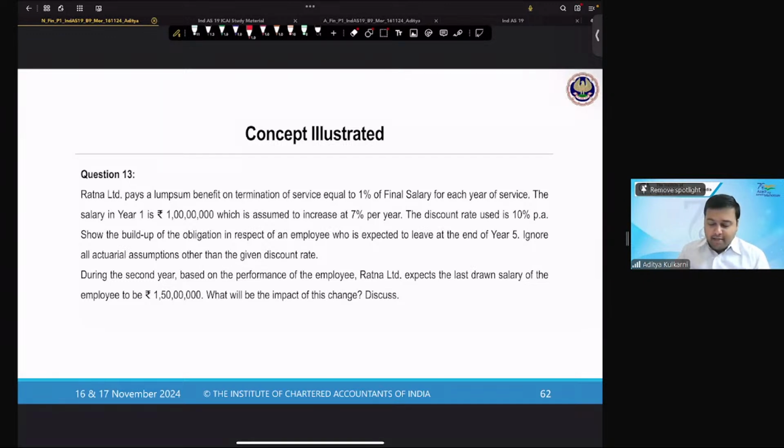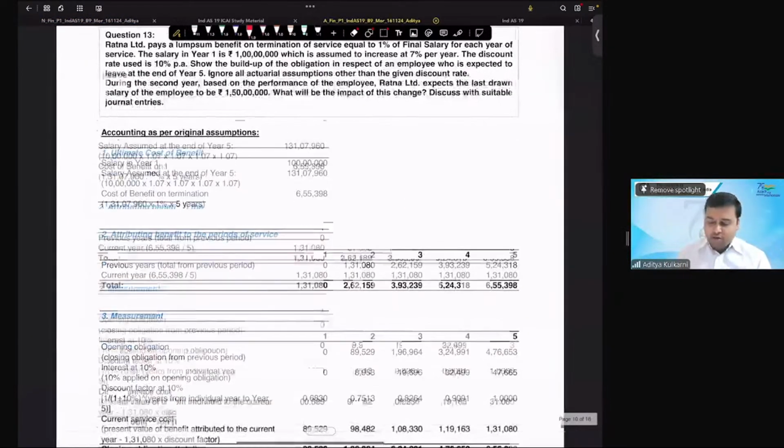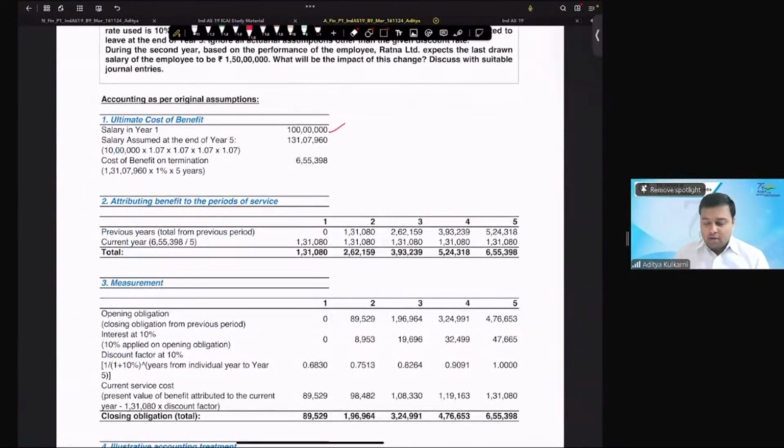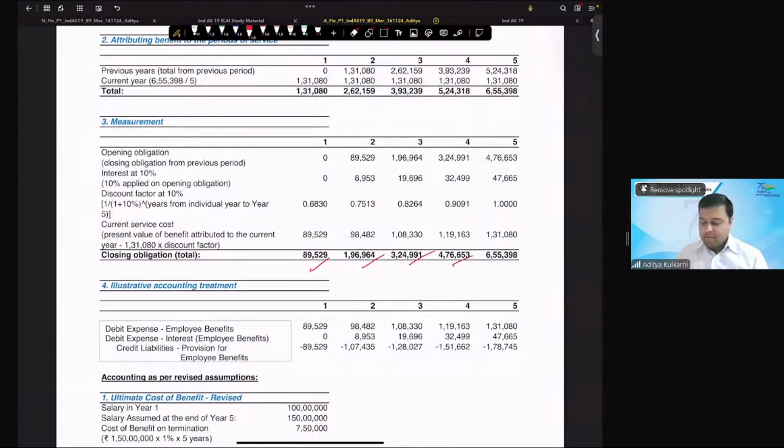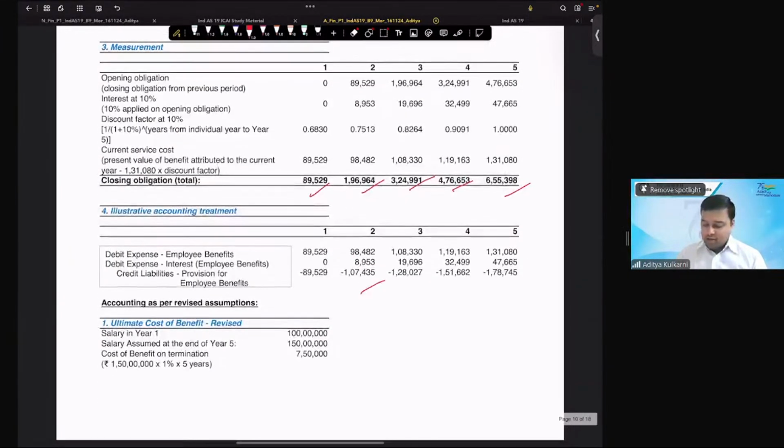So Ratna pays a lump sum benefit on termination of service equal to 1% of final salary. The salary in year 1 is 1 crore, assumed to increase at 7% per annum. Discount rate used is 10%. Show the build-up of the obligation in respect of an employee expected to leave at the end of year 5. We have done this calculation. If you look at the solution, you should remember these figures. 1 crore, end of 5 years, salary is 1.31 crores, cost of benefit 6,55,000, and this was the build up of the obligation, and this was the journal entry.